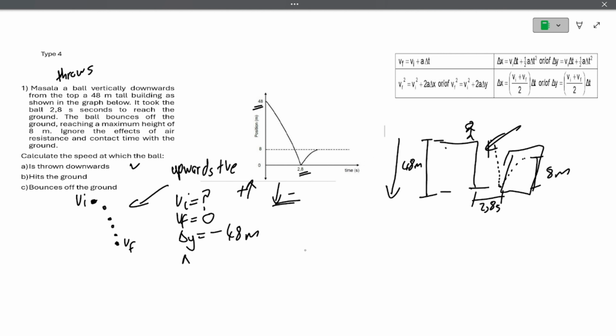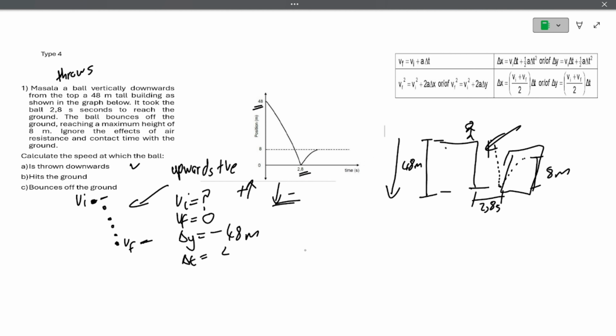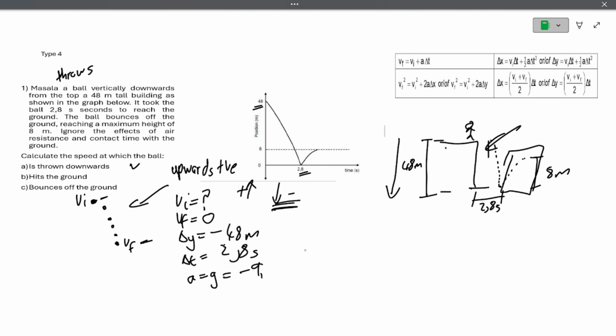And what else are we given? We are given the time it takes from the height it was thrown to the time it reaches the ground, which is 2.8 seconds. And what is the variable that we always know in vertical projectile? It's gravitational acceleration, which is always downwards. If downwards is negative, it is negative 9.8 meters per second squared. That's what we know about gravitational acceleration.